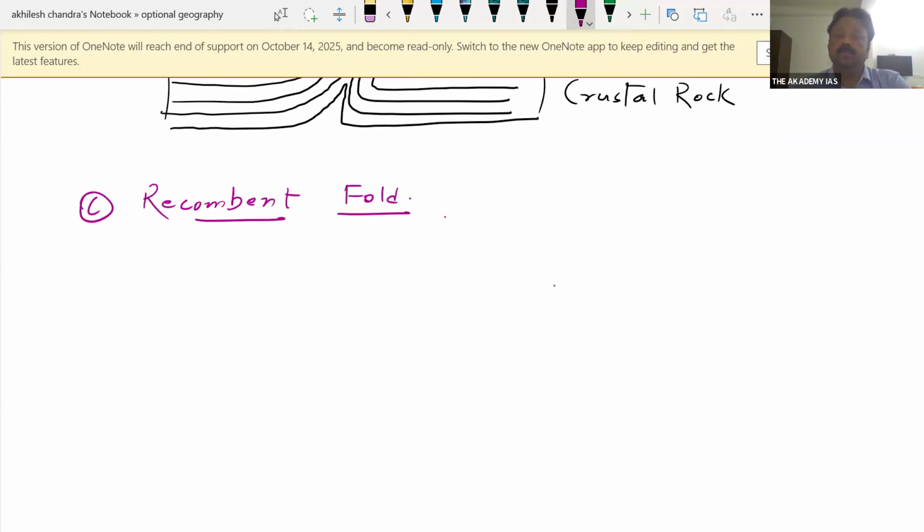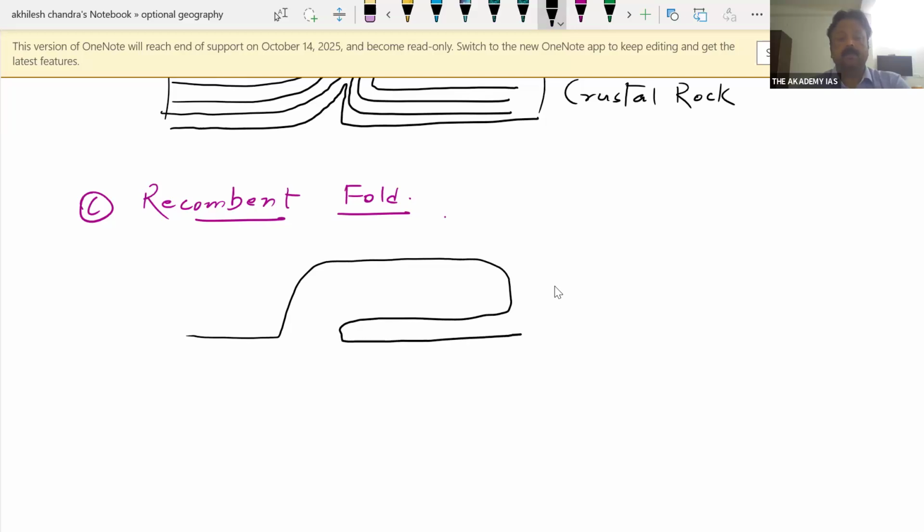So in this case, both the limbs become parallel and they also become horizontal with the crustal rock. Both the limbs become parallel as well as horizontal with the crustal rock.